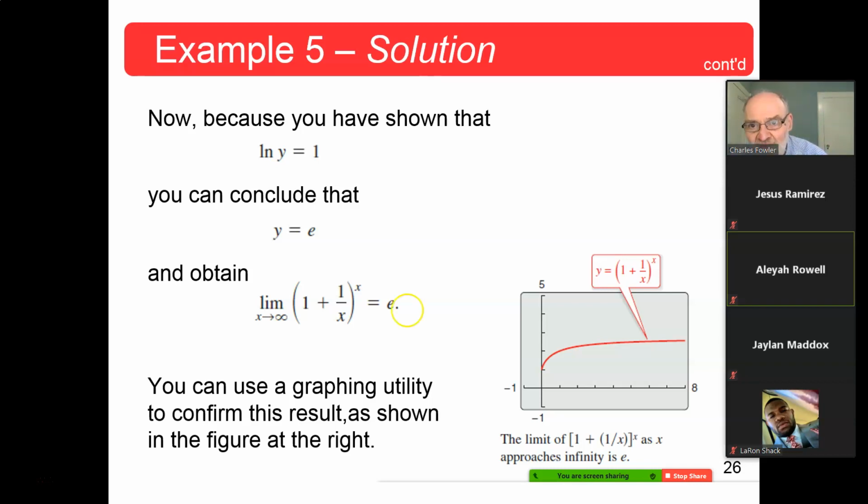Now, because you have shown that log of y is 1, you can conclude that y is equal to e, and obtain that the limit as x approaches infinity of 1 plus 1 over x raised to the x is e. You can use a graphing utility to confirm that result, and sure enough, this is what it looks like, and this would be approaching but not exactly equal to 2.71 something, which is indeed e. The larger x gets, the limiting value there is e.